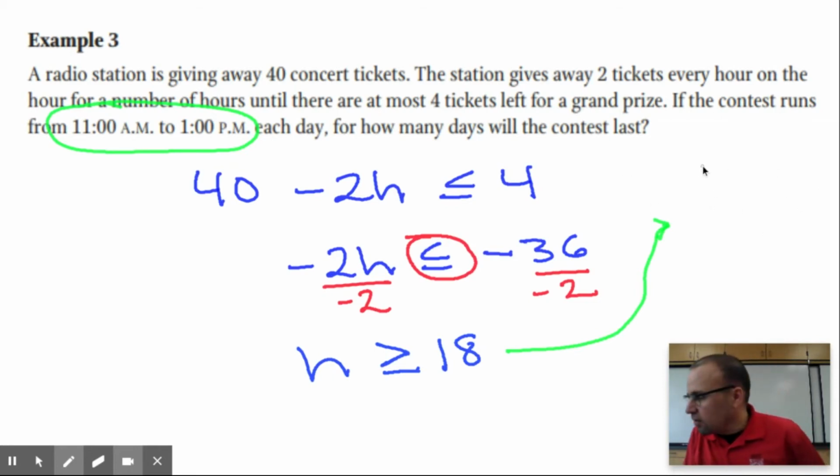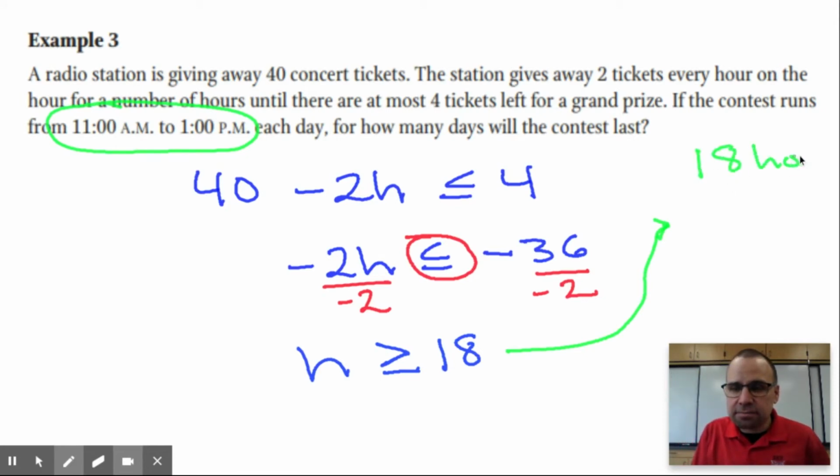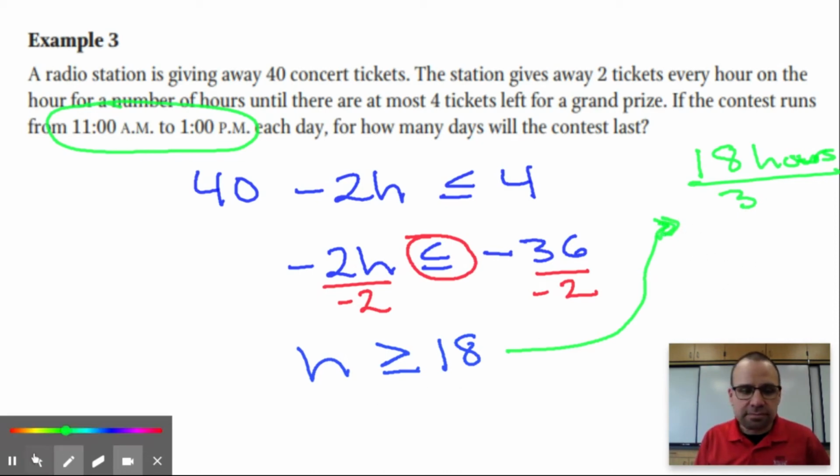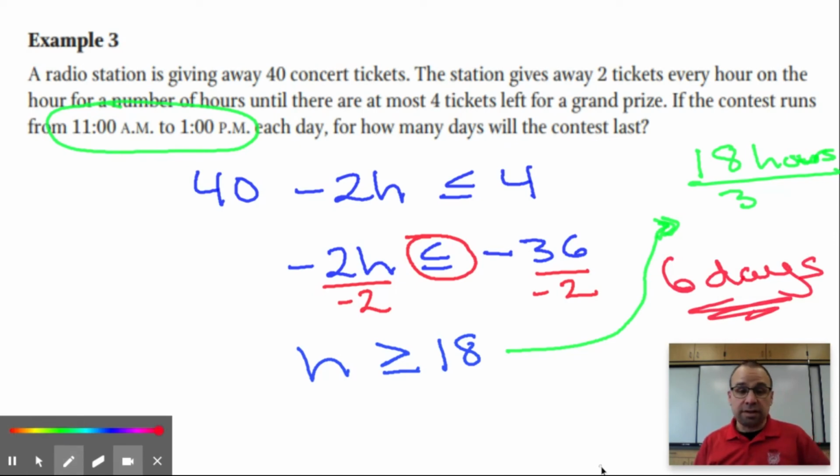So what we're going to do is take that 18 hours and divide it by 3 times, because there's those 3 different times during the day, for a grand total of 6 days.